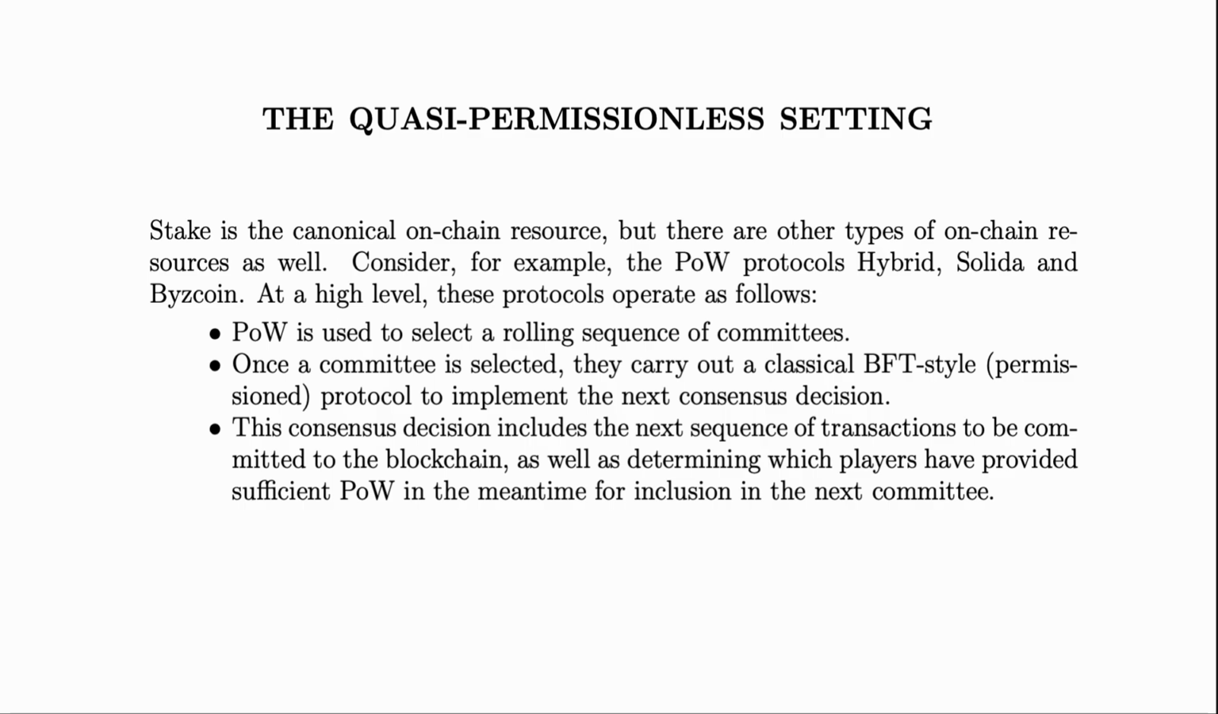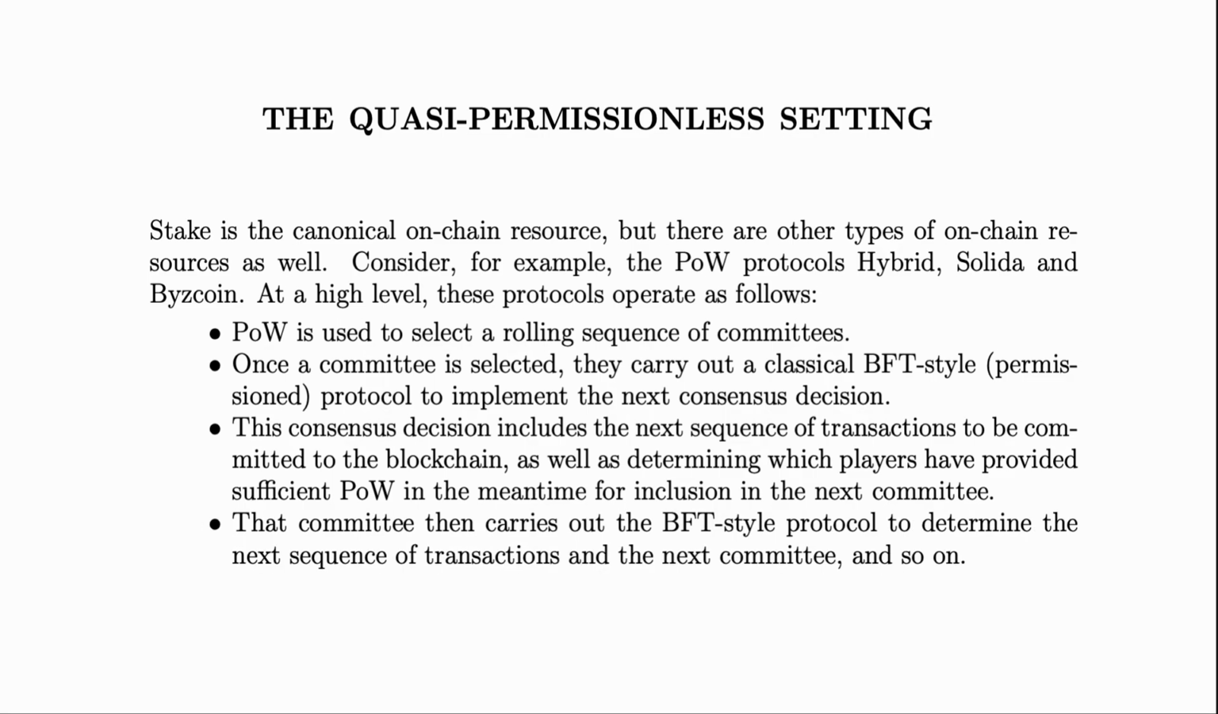And what does that mean? Well, that next consensus decision includes the next sequence of transactions to be committed to the blockchain, right? As well as determining which players have provided sufficient proof of work in the meantime for inclusion in the next committee. Okay, so this particular committee determines the next sequence of transactions to be included in the blockchain, and also who's the next committee. Then obviously once you've got the next committee, you can just iterate this process, right? So that next committee then carries out the BFT style permissioned protocol to determine the next sequence of transactions and the next committee, and so on. Okay, so hopefully the basic idea is clear.